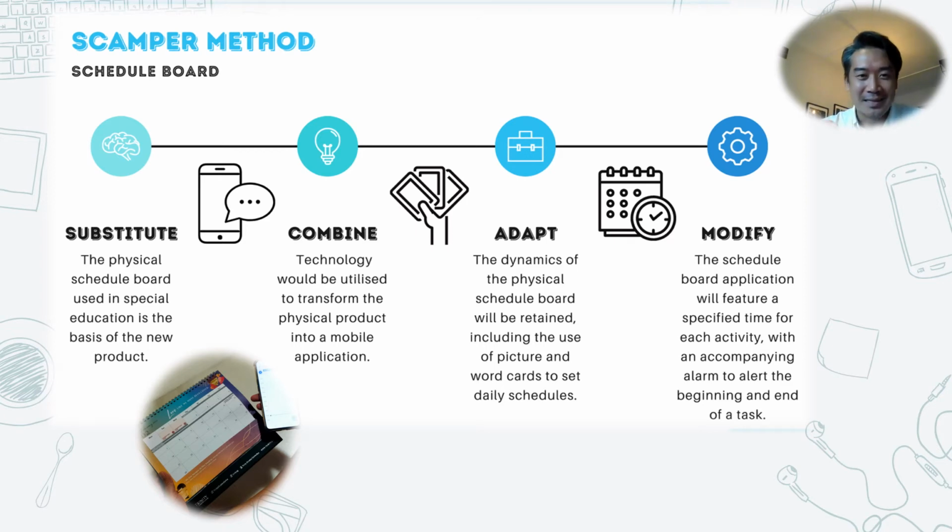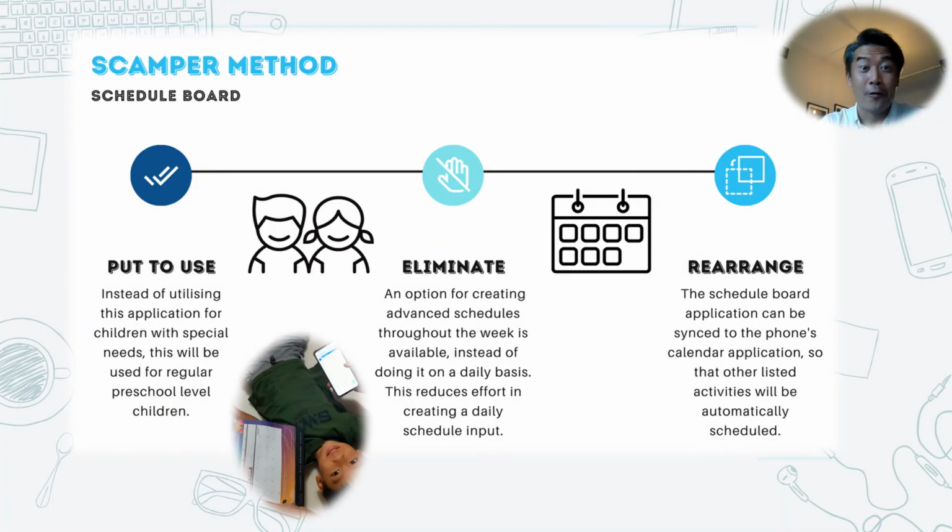It will adapt the same features with only a few modifications, such as the use of specific time and additional alarm notifications for the beginning and the end of each task. Instead of utilizing the schedule board for children with special needs, the mobile application is intended for regular children in the preschool level. It has additional features of creating advanced weekly schedules and calendar syncing to reduce effort in the input of daily tasks and activities.